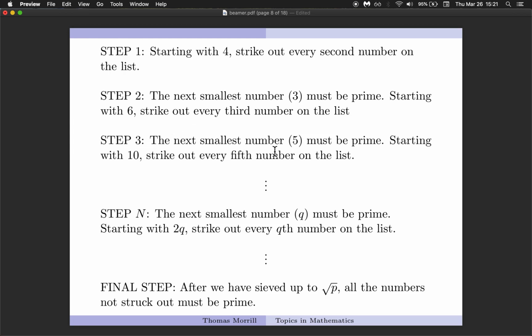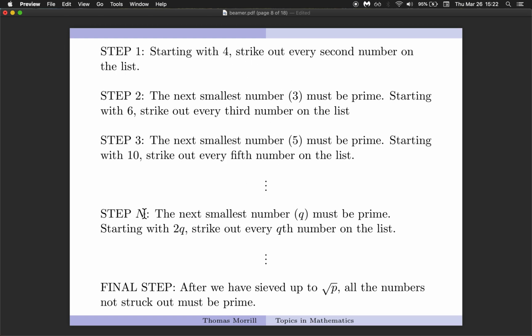The next smallest number is 5. 5 must be a prime. Yes, sounds good. Starting with 10, strike out every fifth number on the list. The cool thing about this algorithm is I don't actually have to check division, right? I can just count by 5s. I can do that very simply. Okay, so we're going through this algorithm.